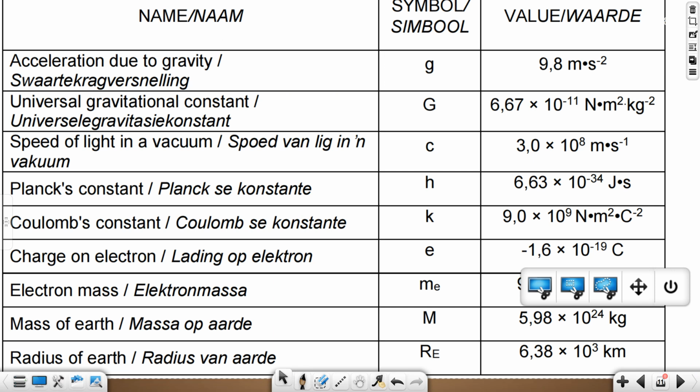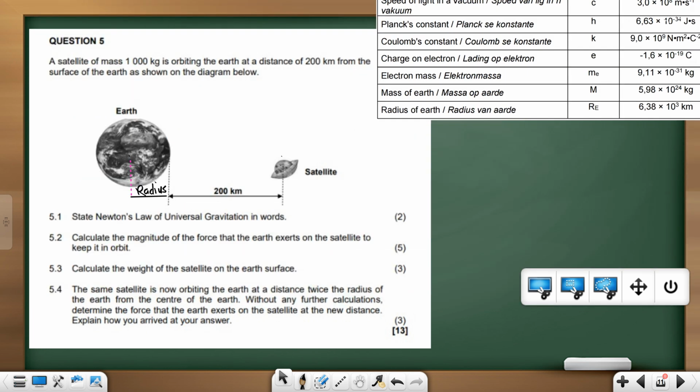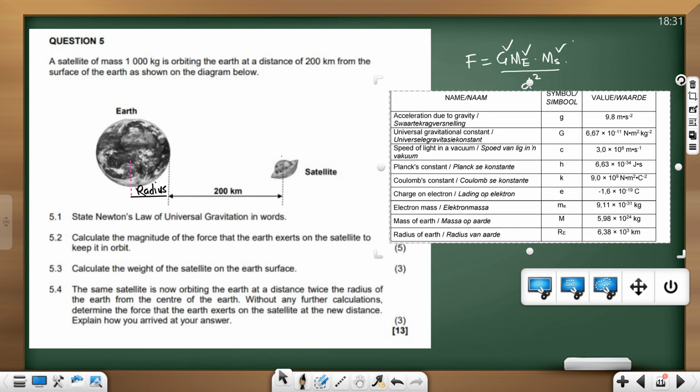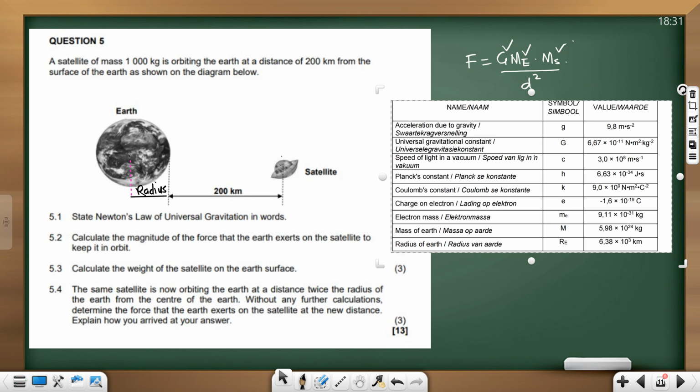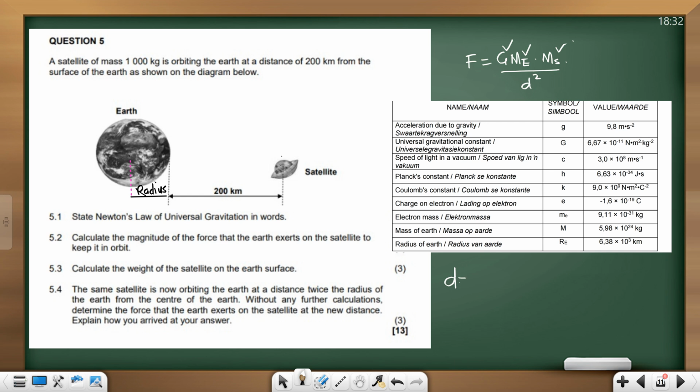The examiner wants you to actually use 200. The aim is to get you to use 200, which is wrong. I'm going to leave this here. So what is your D? You would substitute your D on the calculator and get your answer. D would be the radius of the Earth, 6,38 times 10 to the power 3, plus the distance we are given, 200. However, remember that this is all in kilometers. You must now multiply it by what? 1,000, to convert to meters.